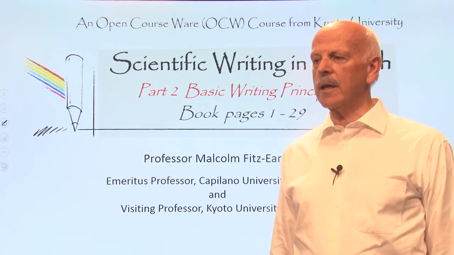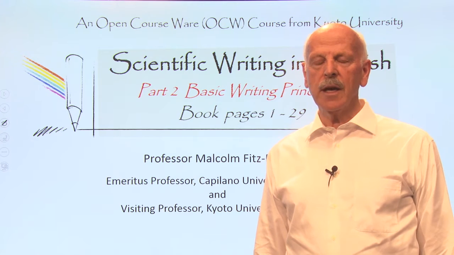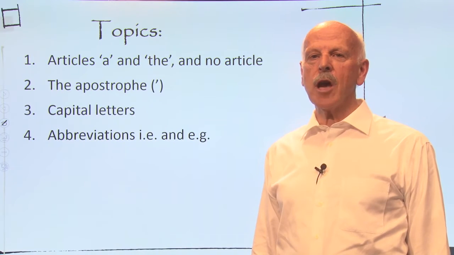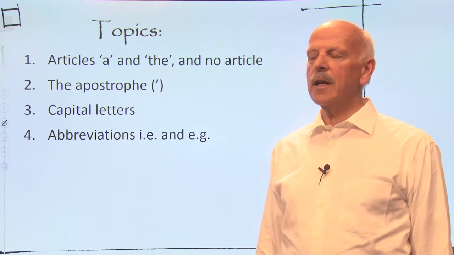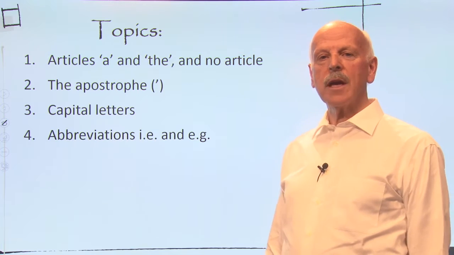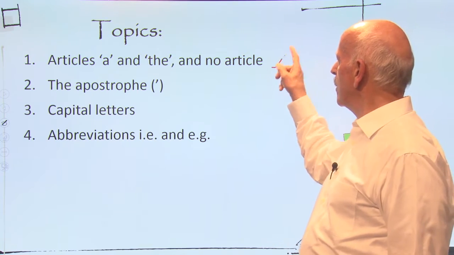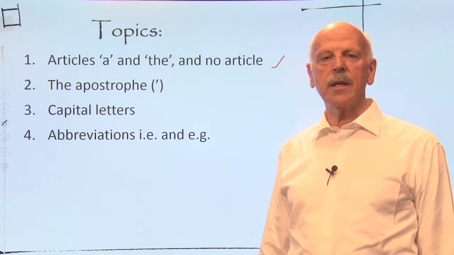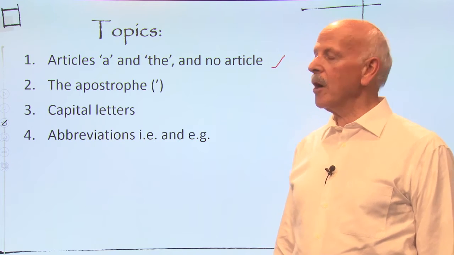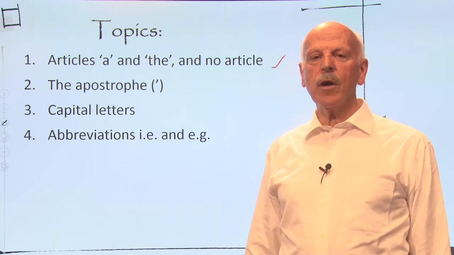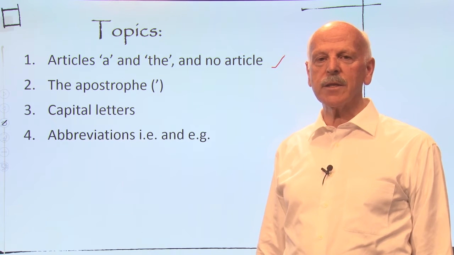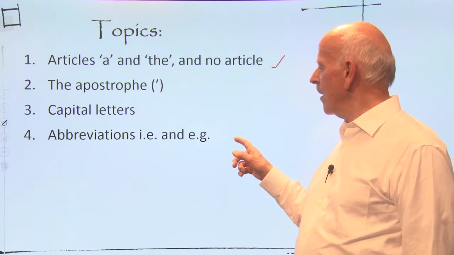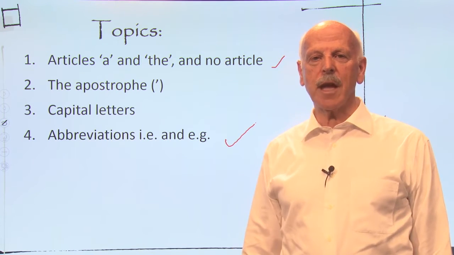So welcome to the second part of this OCW course, Scientific Writing in English. We're going to be looking at basic writing principles, a number of tips for basic writing skills. So here are the topics for today's OCW course. Four topics: articles a and the, which are difficult for some writers, especially Japanese writers. The second topic is the apostrophe. We then go on to look at capital letters or uppercase letters, and finally the tricky IE and EG, which we will look at with some examples.